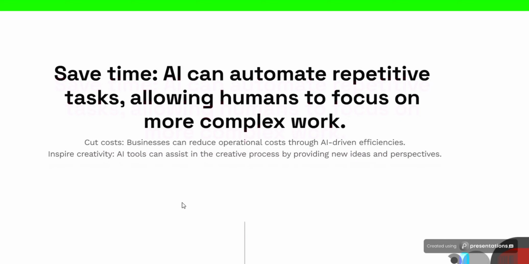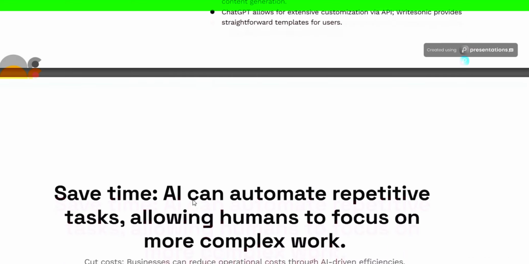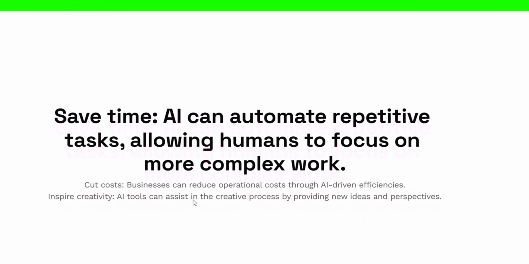Now look at it. It actually saves time. AI can automate repetitive tasks, which allows human beings to focus on more complex work.